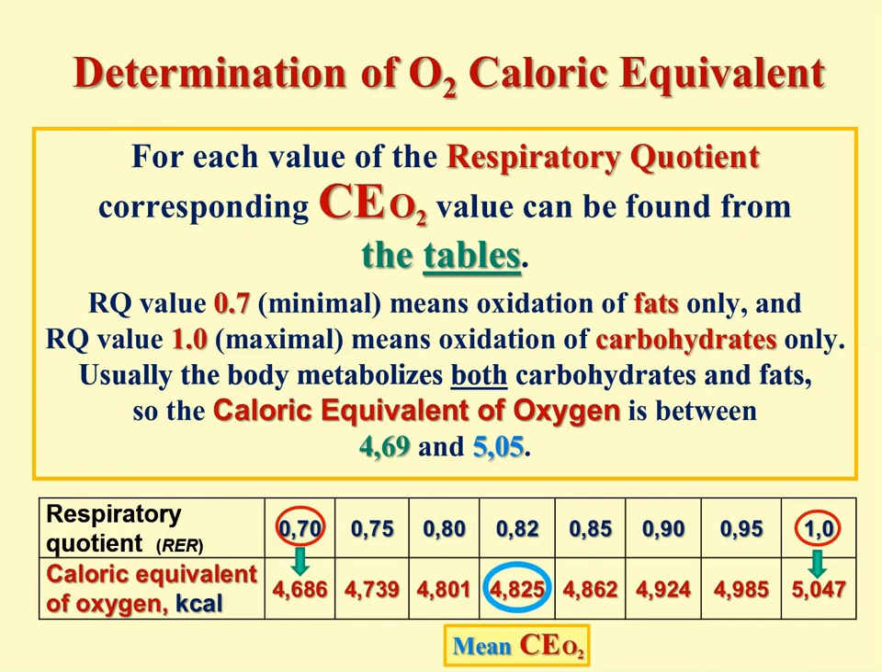And note, here you can see the value which is considered to be the mean caloric equivalent of oxygen. It's not perfectly middle-sized, but 4.825 is considered to be the mean amount of kilocalories per 1 liter of oxygen, when a person has a usual mix of fats and carbohydrates being oxidized.